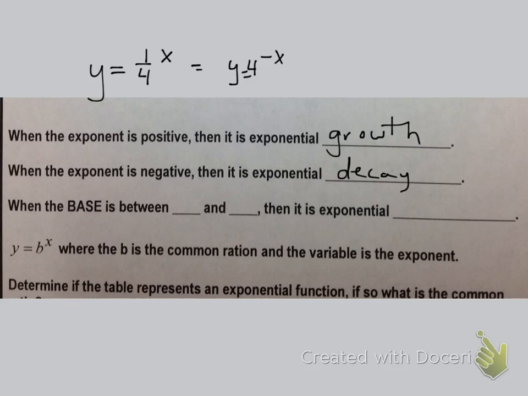So really quickly on your calculator, I want you to graph in y equals, the first line, y equals 1/4 to the x power. And then in the second line, I want you to graph y equals 4 to the negative x power and see what the graphs look like. First one is y equals 1 divided by 4 to the x power. And then y2 equals 4 to the negative x power. Same graph. Yeah. It's the same.